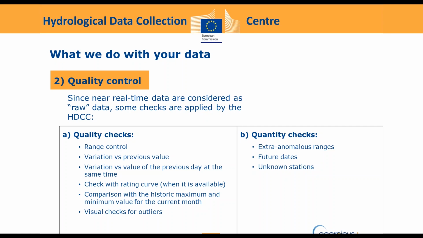For that quality we need the metadata we talked about before, variation versus previous values, variation versus values of the previous day at the same time, check with the rating curve when it's available, not always we have the rating curve, comparison with the historic maximum and minimum value for the current months, and visual checks for detecting outliers led by our hydrologist.